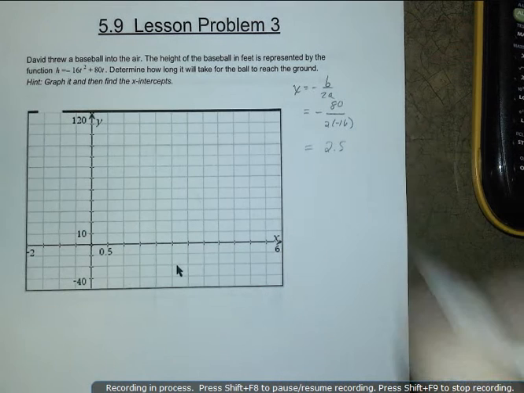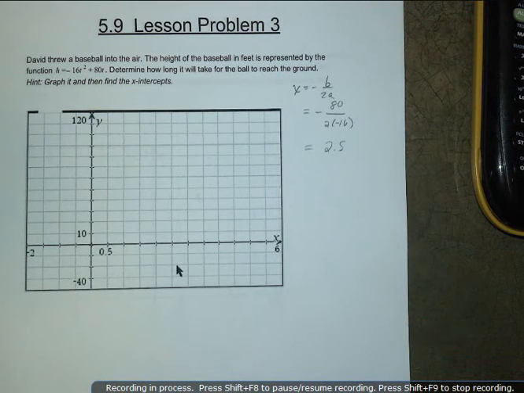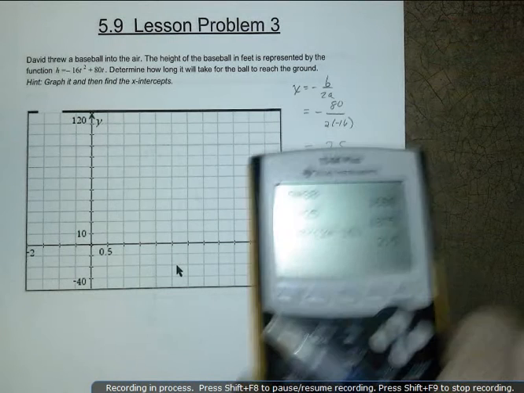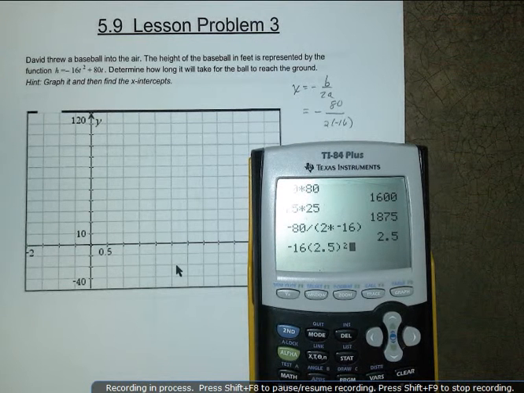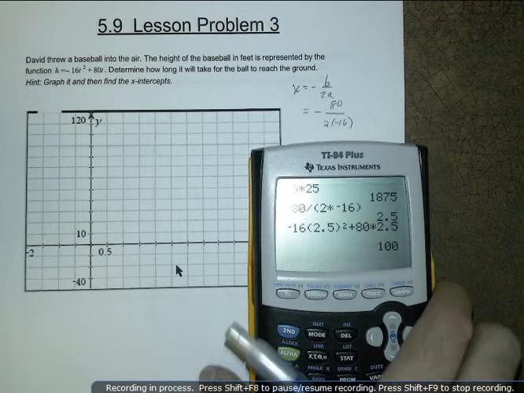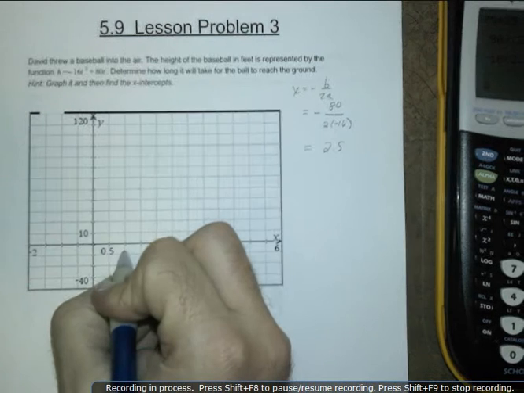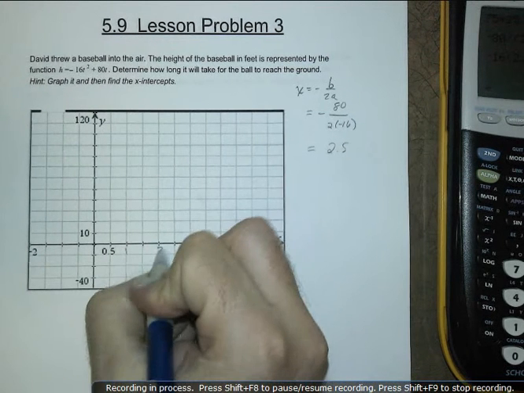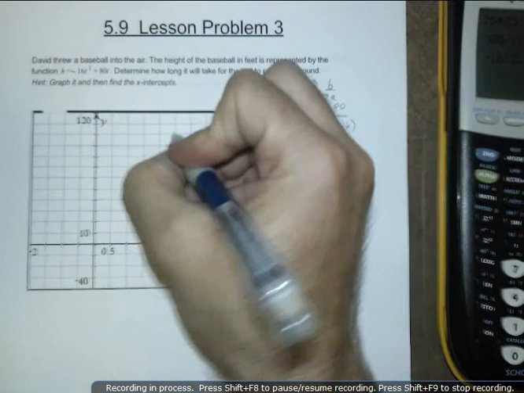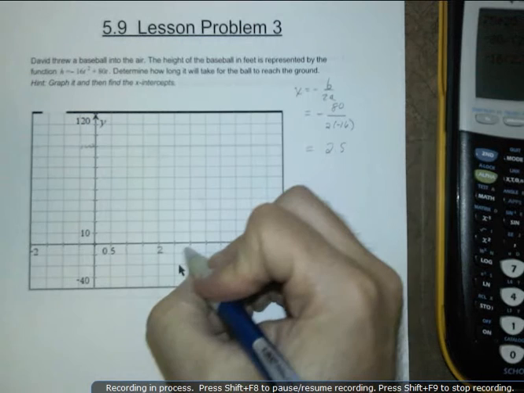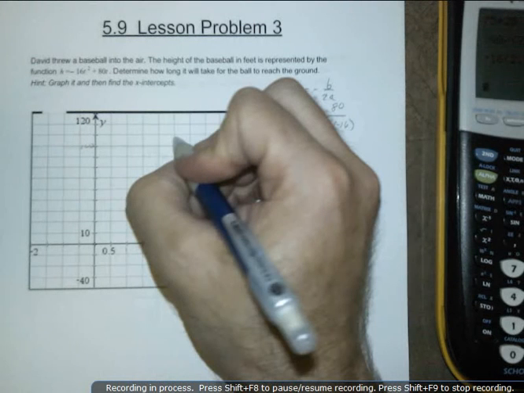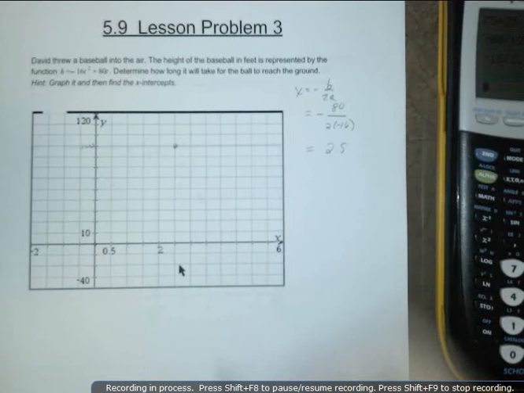Okay, that gives us the time, but not actually the height. To determine the height, I will have to plug that in. Opposite of 16 times 2.5, close it, square it, plus 80 times 2.5, so 100. I have increments of 0.5, so that's 1, 2, so 2.5 is right here, and these are increments of 10, so there's 100 right there. So 2.5 comma 100 should be right about here. Okay, that gives us my vertex.